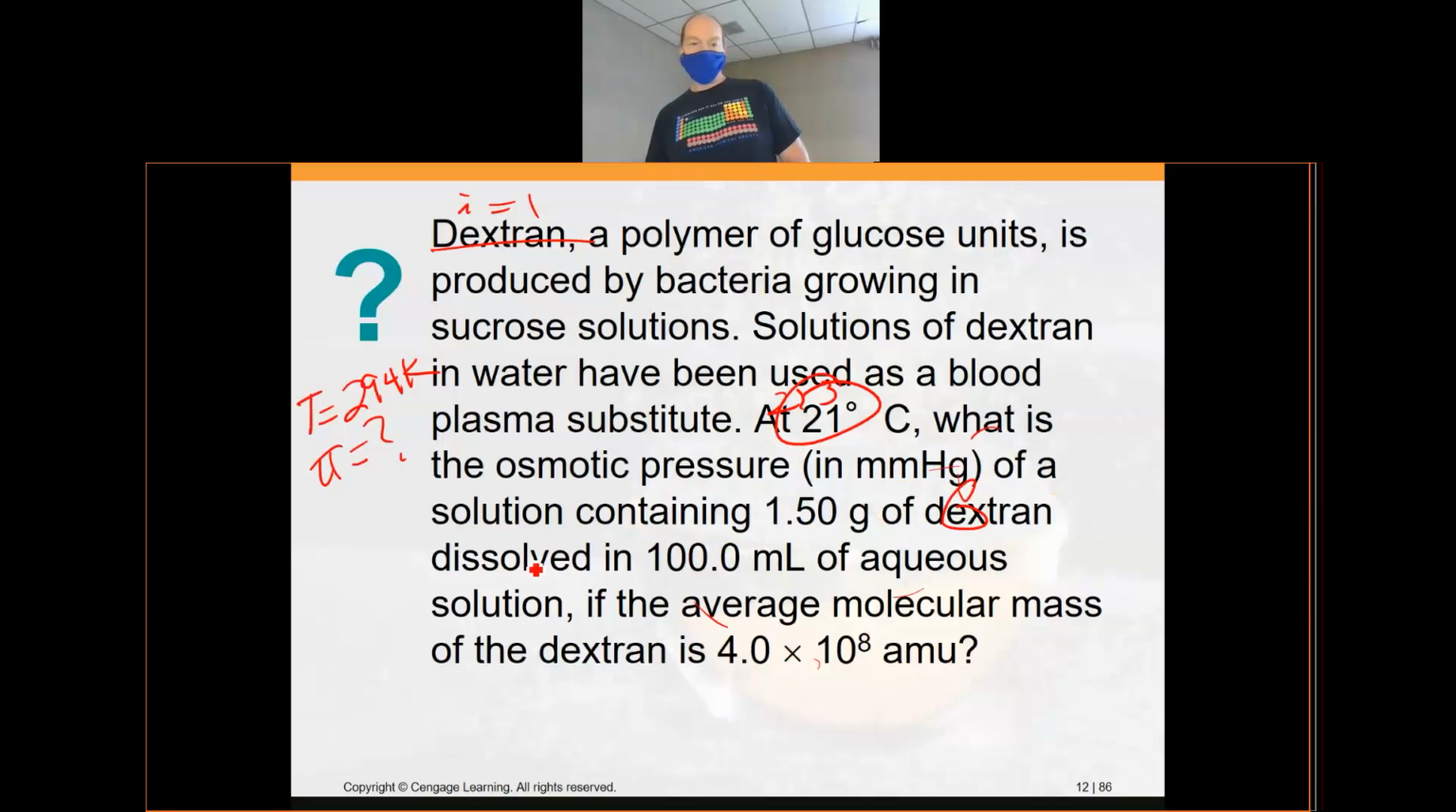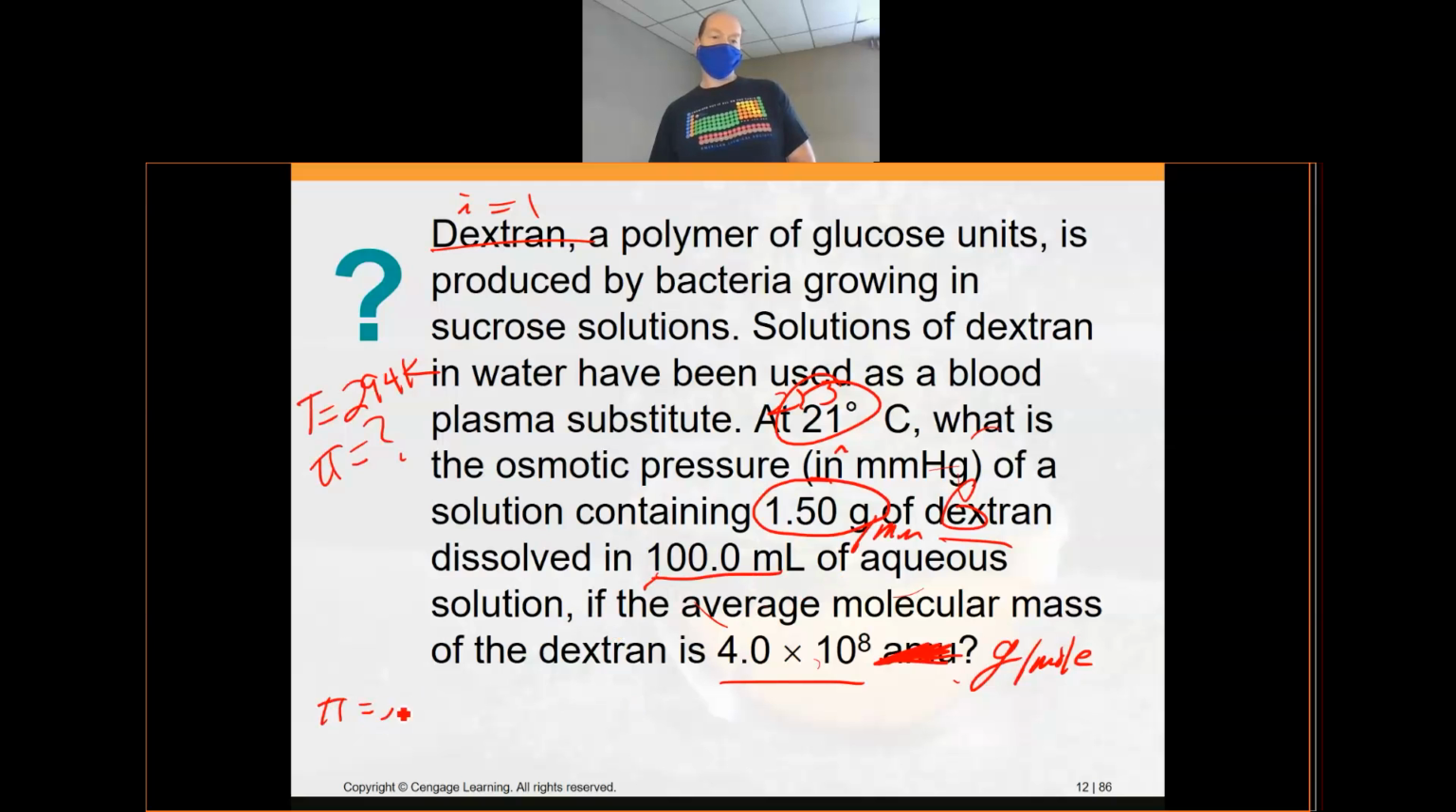We want it in millimeters of mercury of a solution that has 1.50 grams of dextran dissolved in 100 mL of aqueous solution. And they give us the molar mass of dextran, which is 4.0 times 10 to the 8th grams per mole. AMU, grams per mole, same thing. I never use atomic mass units; I always use grams per mole. So now we take our 1.5, divide by our molar mass. That gives us our moles. We convert this into liters of solution.